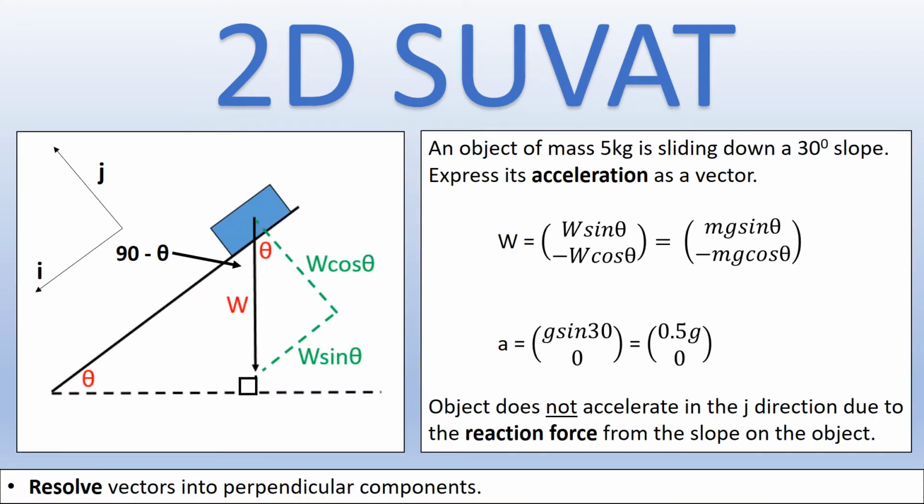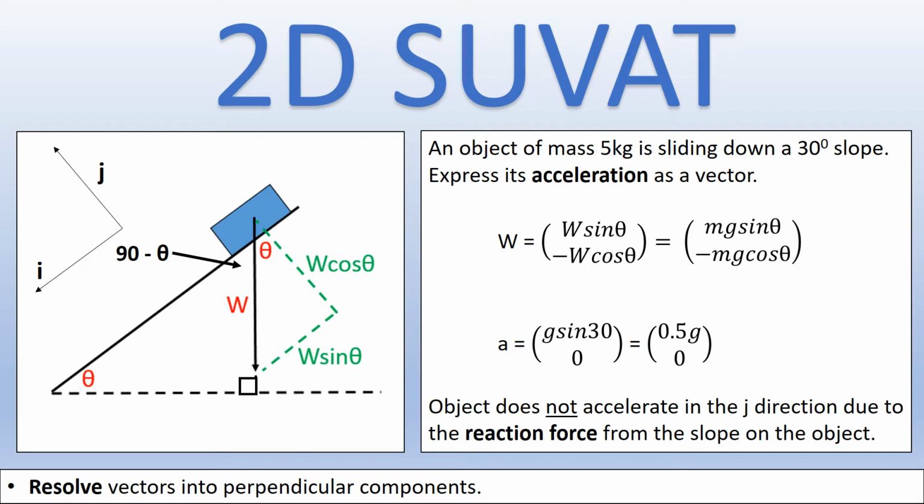Okay, so we've got a 5 kilogram mass sliding down a 30-degree slope, and we want to express its acceleration as a vector. So the first thing I do is I draw a diagram like we can see on the left, and then I would decide which two perpendicular directions I'm going to be using. So with a slope, we always use a direction parallel to the slope called the I direction, and a component perpendicular to the slope I called J. So we're going to resolve the weight force into those two directions.